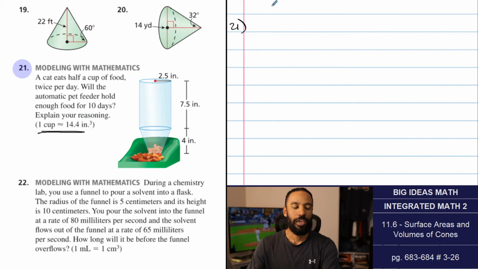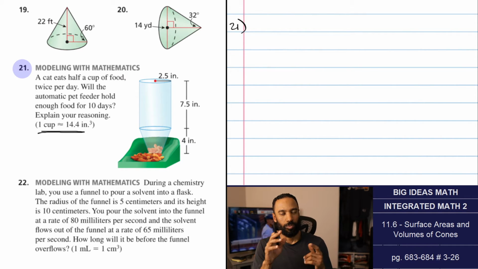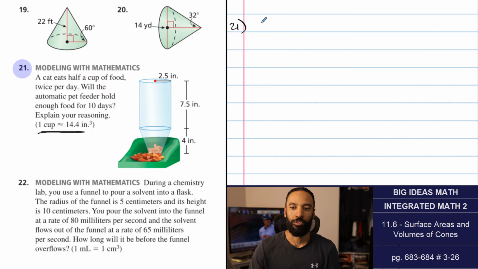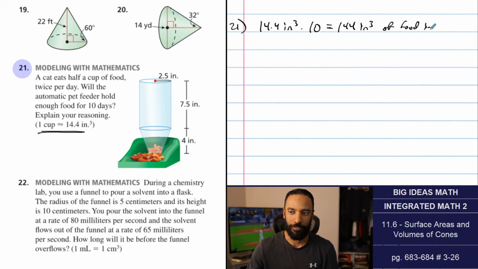Okay. If the cat eats a cup a day, half a cup twice per day, 1 cup per day. So 14.4 cubic inches times 10 is 144 cubic inches of food in 10 days. We need to see if our volume exceeds this amount.